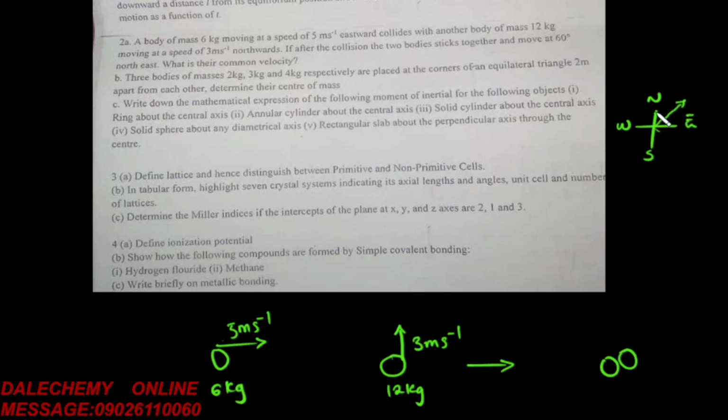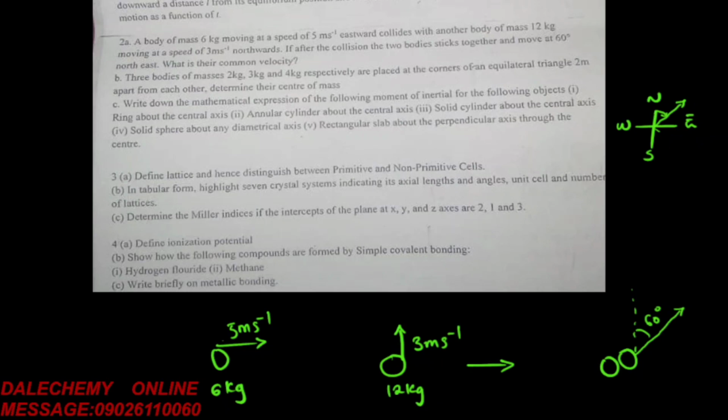That is 60 degrees from the north towards the east. So it means that they are moving in this direction. And to the vertical, which will be the north, it is 60 degrees. So this is the angle through which the two guys are actually moving. Then we are asked to find their common velocity.